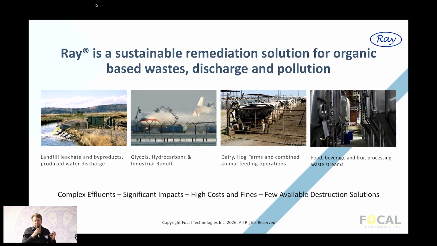We're talking about concentrated organic contamination. So these are things that are coming off of breweries, wineries, dairies, air runoff from airports and other industrial facilities, landfill leachate, which was mentioned earlier. These things represent high costs of remediation. They're often in remote locations. And if they get out, there's significant fines and impacts to the environment.